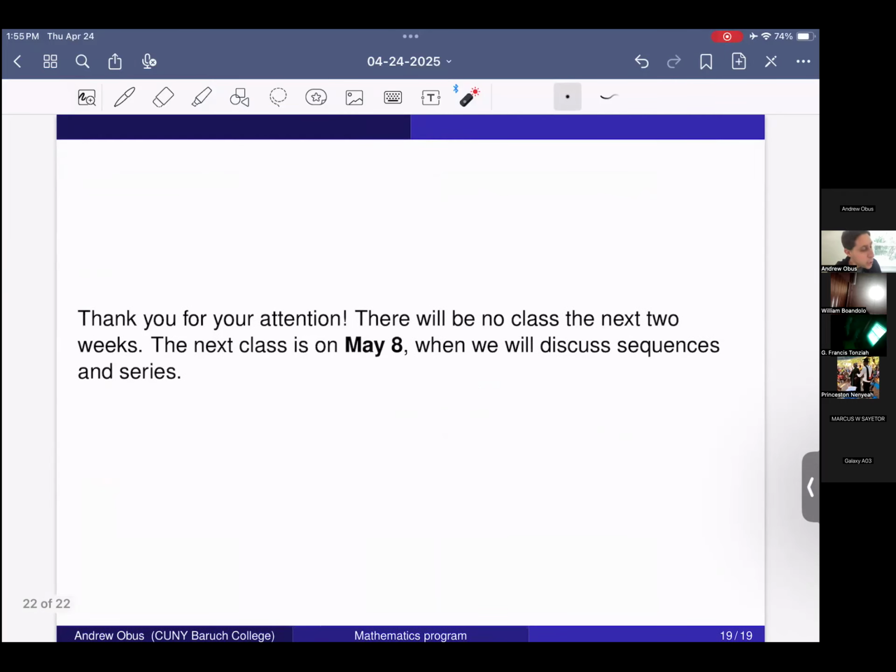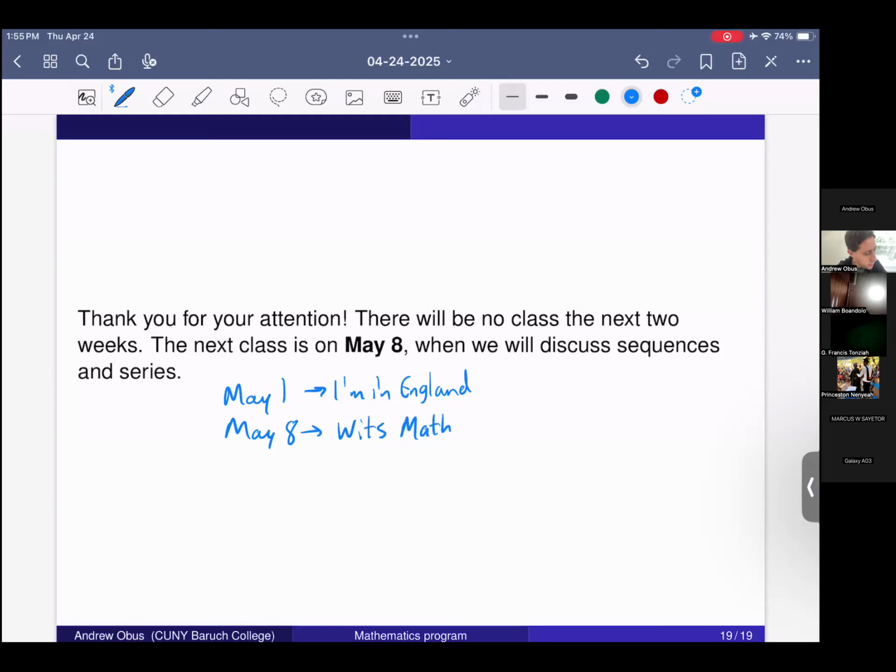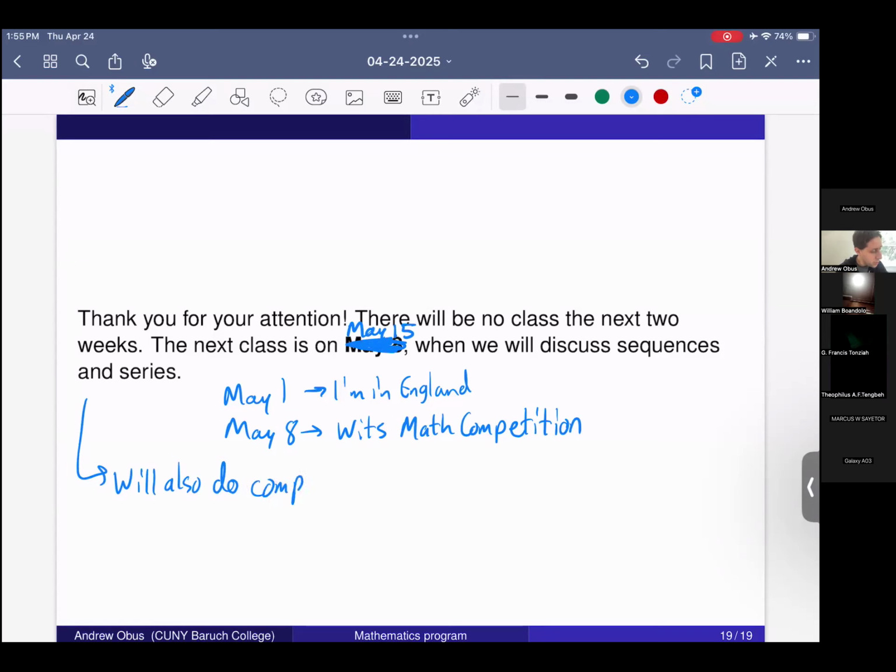And then, scheduling. There is no class the next 2 weeks. On May 1st, I'm going to be in England at a conference. And then May 8th is going to be the WITS math competition. So we're not going to have class that week because at least some people will be busy with the WITS math competition. Sorry, the next class is not May 8th. The next class is on May 15th, when we'll discuss sequences and series, and we will also do compound interest.